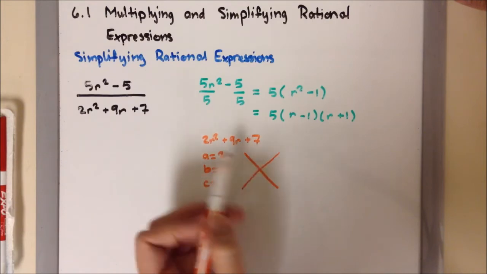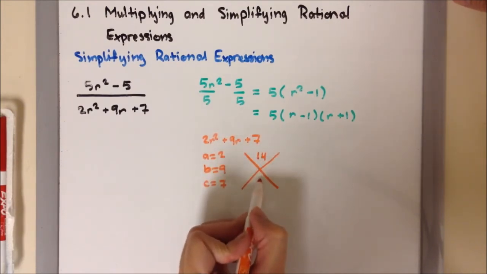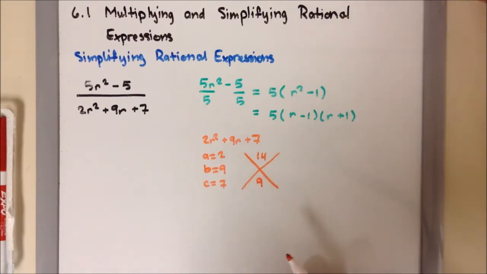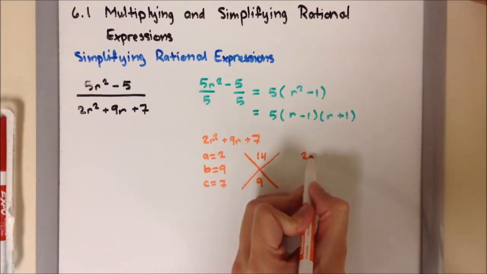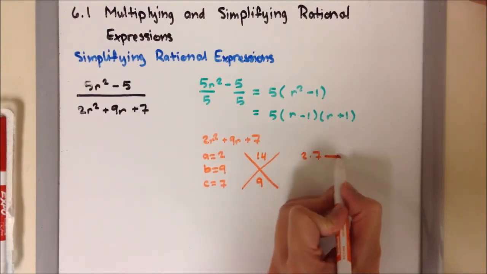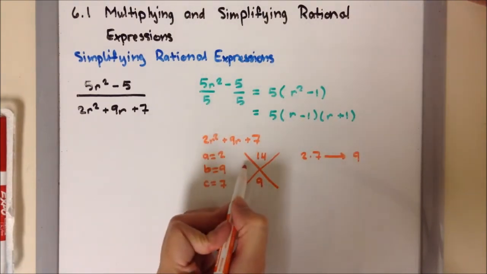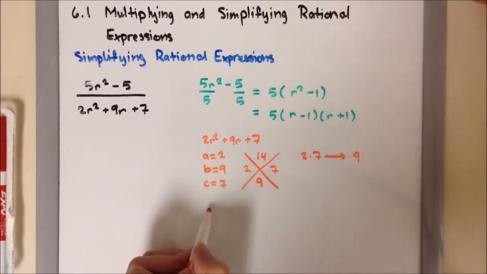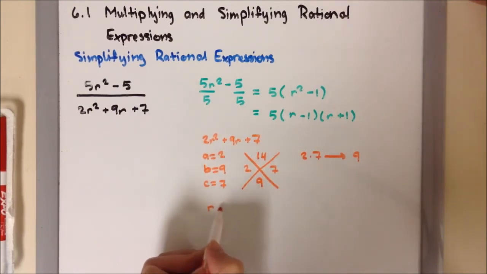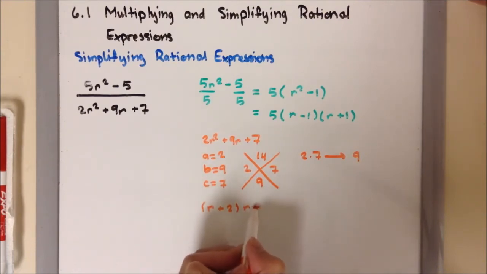So top, A times C, 2 times 7, which is 14. And then my B is 9. Alright, so for positive 14, I would have to use 2 times 7. When I combine these two numbers, my sum is 9. So my correct factors are 2 and 7. So I'm going to write r plus 2 and r plus 7.